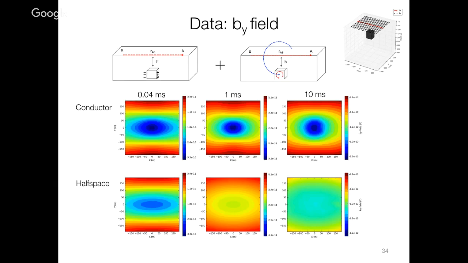And here's your By field. So that's also going to be good to use. Here's with the half space, here's the conductor. And here's at 1 millisecond. So notice the strong signal at 10 milliseconds. So those are two good. Anything else that we might want? Other field? Is that it? If you had to measure one more field, which one would you do?